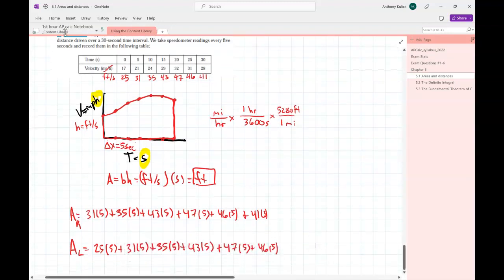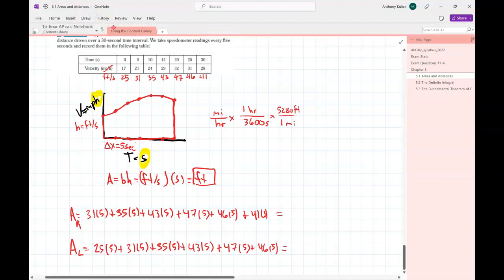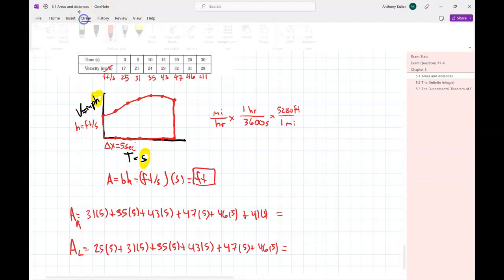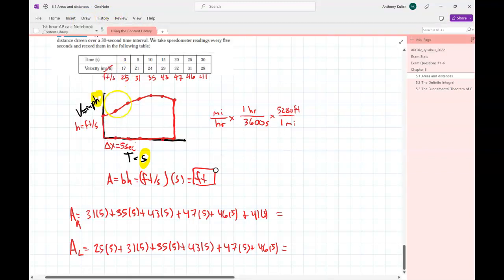Let's just do that. Everybody's okay with me cheating a little bit? Remind me again, so how do you get the first value for the left hand? So this is the height for the left. So that's the 25.